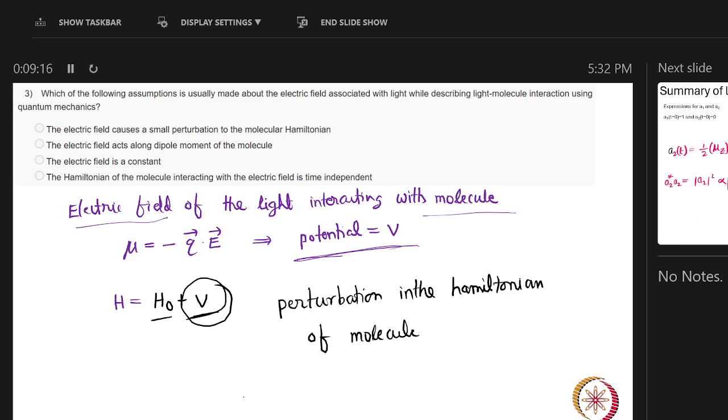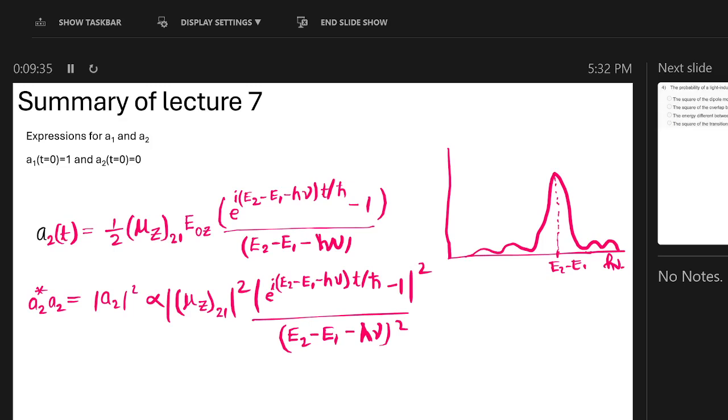As a result, the Hamiltonian is changing from H0 to H0 plus 3, correct? So this will be our correct choice. Which one? The first one. Now I'll go to another question. So these are the two questions from lecture 6.